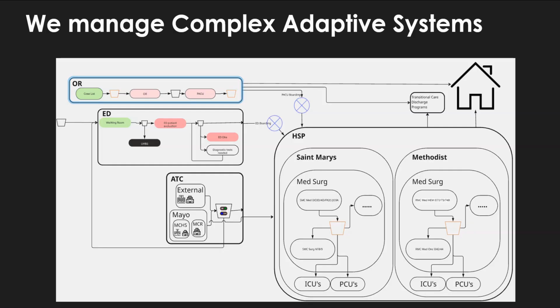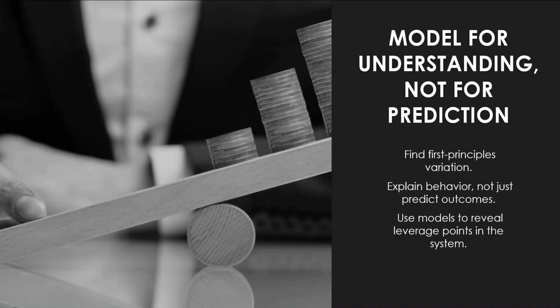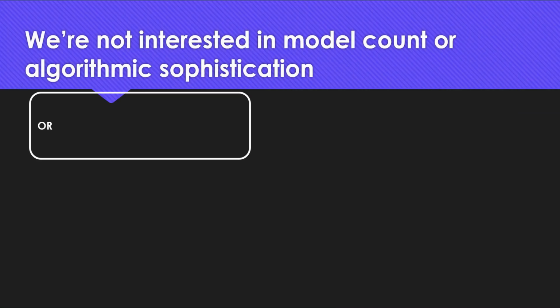We recall, in a complex adaptive system, which is a real thing that's described through other academia, it's a system of numerous diverse interconnected agents that adapt, self-organize, and display emergence through nonlinear interactions and feedback loops. So what we need to do in our modeling effort is model down all the way to first principles variation so that we can explain behavior, not just predict a specific outcome. And we use those models to reveal leverage points in the system.